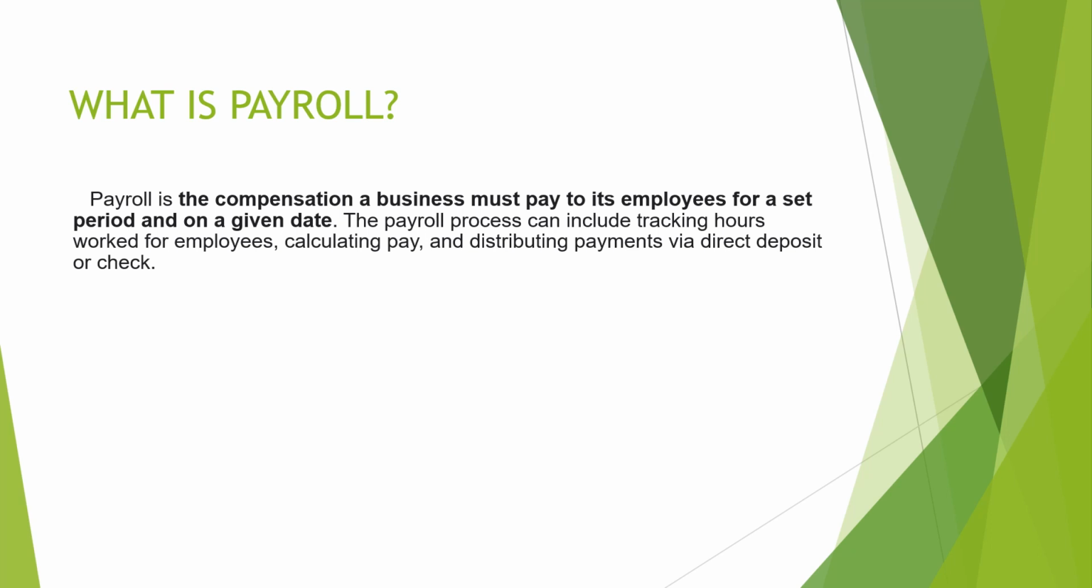First thing, we need to define what is payroll. Payroll is the compensation a business must pay to its employees per set period on a given date. Depending on the sector, whether it is semi-monthly or monthly, some are in the private and others in the public sector. The payroll process can include tracking hours worked by employees, calculating pay, and distributing payments via direct deposit or check.